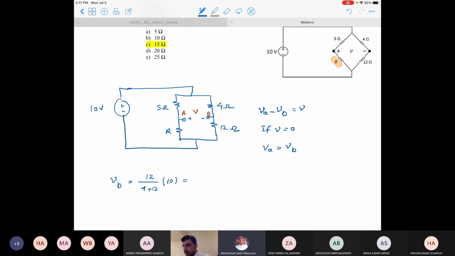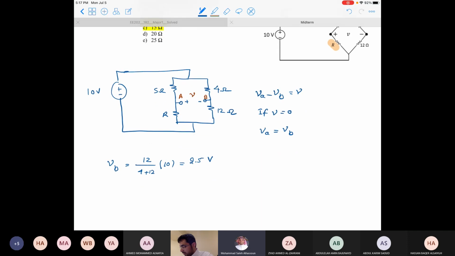And this is going to give me 12 divided by 16, okay, 2.5. Yes. Okay, 120 divided.